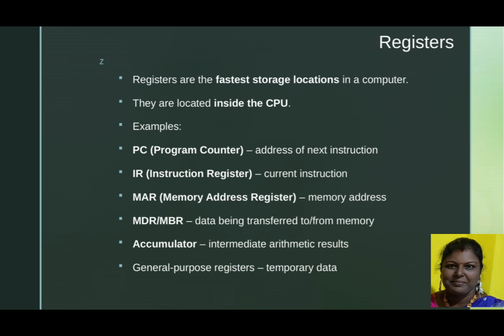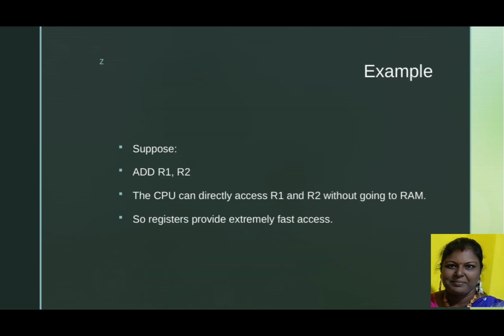Let's consider a simple instruction. Add R1, R2. Here, the CPU adds the values stored in registers R1 and R2. The key point is that the CPU can access these registers directly, no need to fetch data from slower memory like RAM. That direct access makes registers incredibly fast, speeding up processing significantly. This example shows why registers are essential for efficient computing. They keep data close and ready for immediate use.